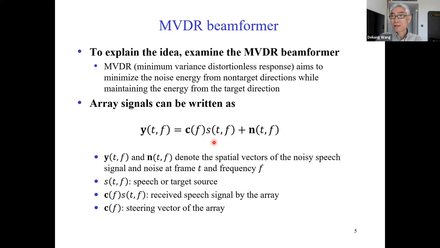And if you do speech dereverberation, the target signal would be the direct path signal, or the dry source signal. And that's multiplied with the vector c. c is the steering vector of the array. And that gives you the received speech signal by the array itself. And of course, we also have the background noise, where n is the spatial vector of the background noise.